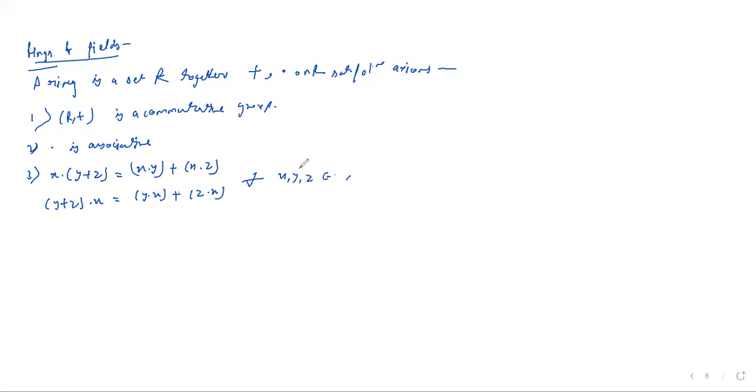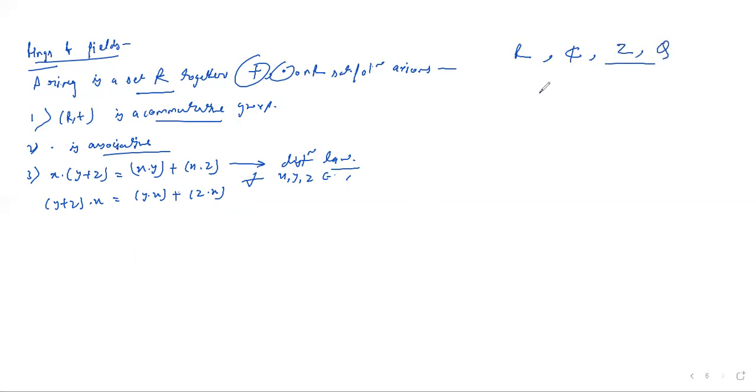So in the definition of a ring, we see that a ring is a set R together with two binary operations, addition and multiplication on R, such that R with addition is a commutative group, multiplication is associative, and it follows the distributive law. Now the set of reals, the set of complex numbers, the set of integers, and the set of rationals all form a ring under the operations of addition and multiplication.